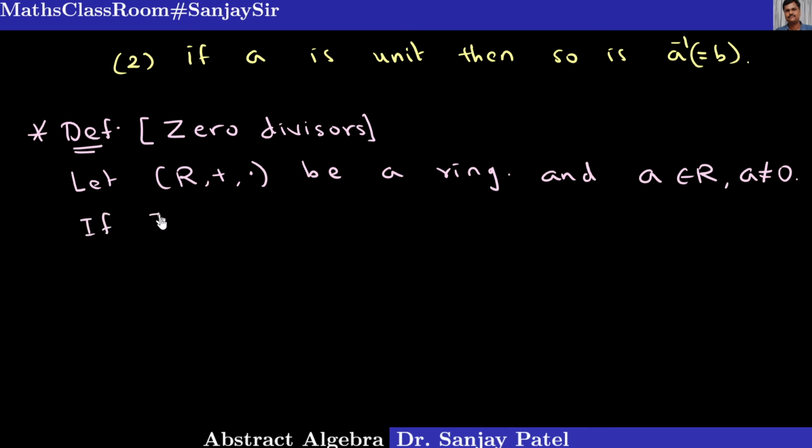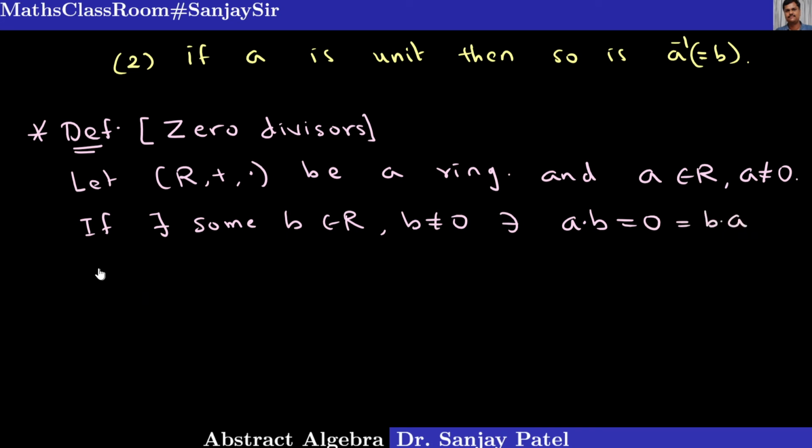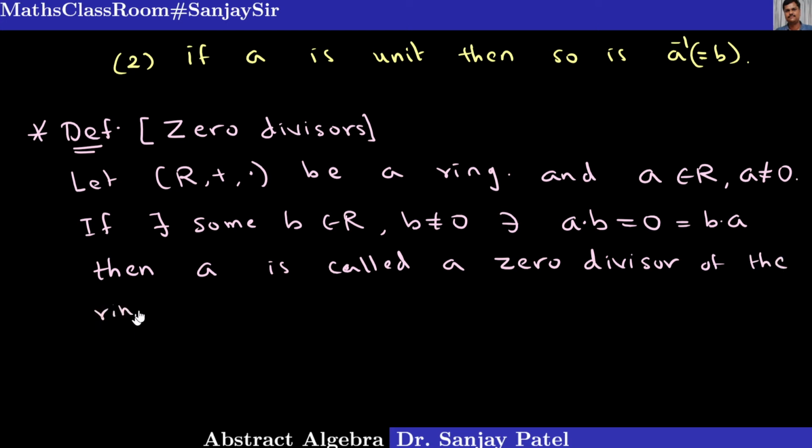If there exists some element, at least one element, say B belongs to R with B not equal to 0, such that A into B is equal to 0, is equal to B into A, then this A is called a zero divisor of the ring R. Understand, it is a very important definition, zero divisor of the ring R.